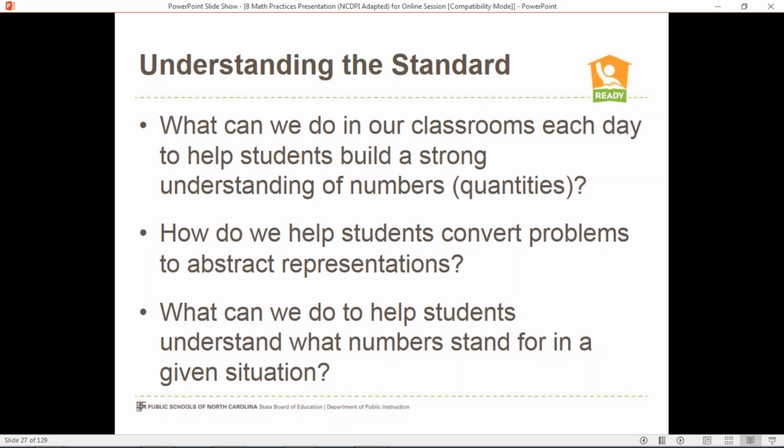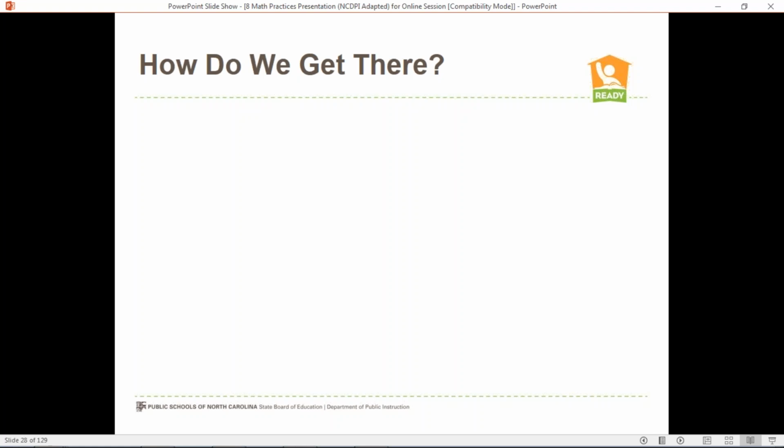And then how do we help kids read those number sentences, whether they have unknowns in them or whether they're just numbers on the page? How do we help kids read those? So what are some different things we might see, right? And we'll look at a few of these as we go through.